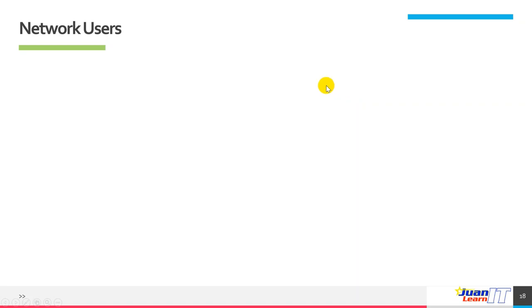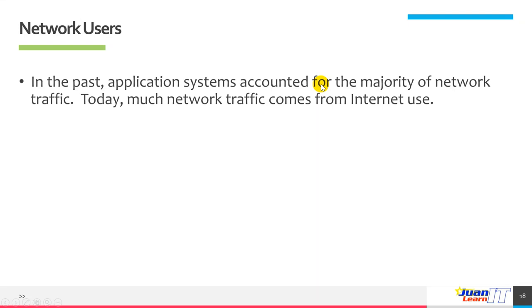Let's talk about network users now. Who will be using the network you are designing? In the past, application systems accounted for the majority of the network traffic. Today, much network traffic is produced by the discretionary use of the internet. Applications such as email and the web are generating significant traffic, so the network manager is no longer in total control of the network traffic generated on his or her networks.